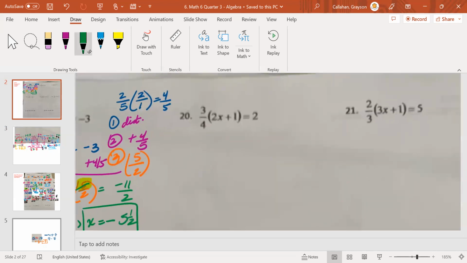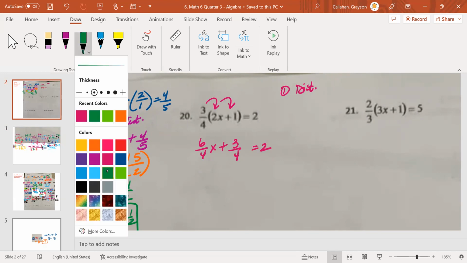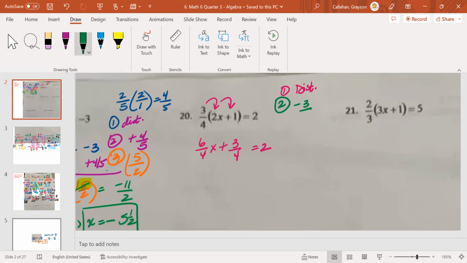For number 20, let's go ahead and go over this. Step number 1 is obviously distribute, so let's distribute that. 3 times 2 is 6/4x. 3 times 1 is going to be a 3/4 equals 2. Step 2, you want to subtract 3/4 on both sides because you want to get the x by itself, and you don't do the 6/4 first because that's attached to the x. Opposite of a 3/4 is a -3/4.